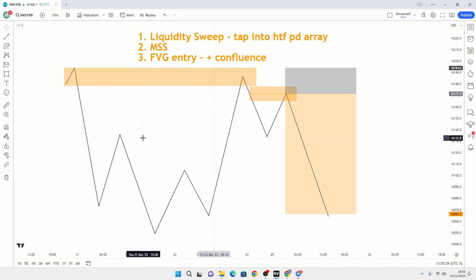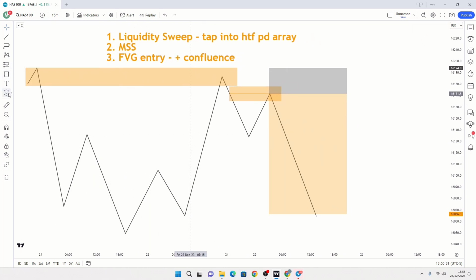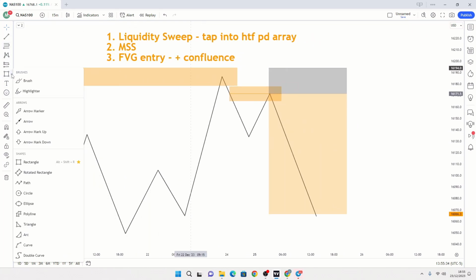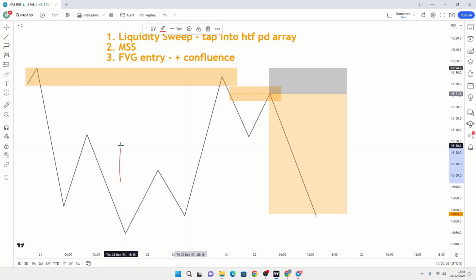What is a market structure shift? A market structure shift is a reversal pattern. So if I just bring up my brush right here, say we are forming higher highs. We have a higher high, another higher high, and another higher high. Lower low, no, lower low, lower high, lower high. For a market structure shift to occur, we need to change the structure of the market. We need to change in trend.